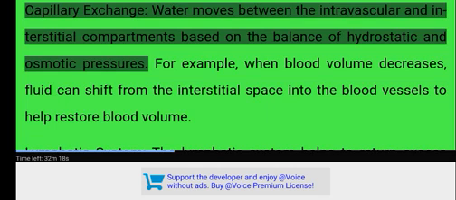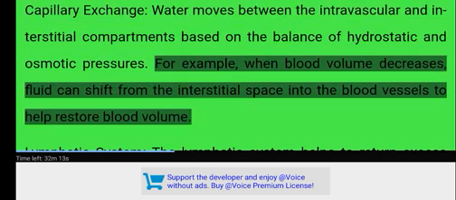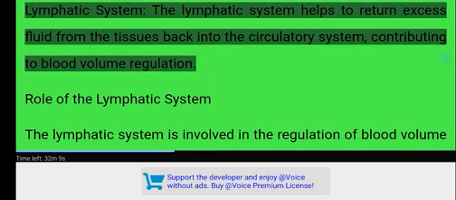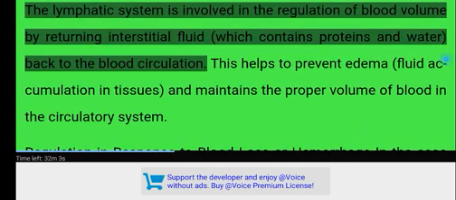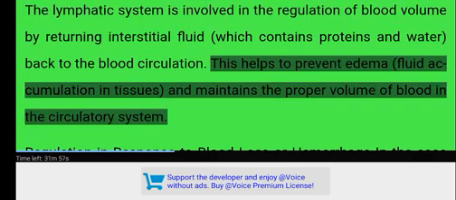Capillary exchange. Water moves between the intravascular and interstitial compartments based on the balance of hydrostatic and osmotic pressures. For example, when blood volume decreases, fluid can shift from the interstitial space into the blood vessels to help restore blood volume. Lymphatic system. The lymphatic system helps to return excess fluid from the tissues back into the circulatory system, contributing to blood volume regulation. Role of the lymphatic system. The lymphatic system is involved in the regulation of blood volume by returning interstitial fluid, which contains proteins and water, back to the blood circulation. This helps to prevent edema, fluid accumulation in tissues, and maintains the proper volume of blood in the circulatory system.